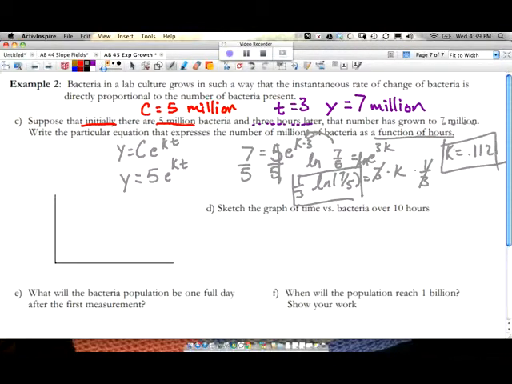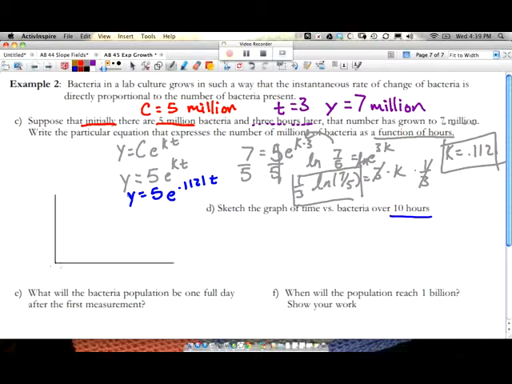What do I do with that? Well, I can plug that in here now. So that tells me that y equals 5 times e to the 0.1121t. Sketch a graph of time versus bacteria over 10 hours.